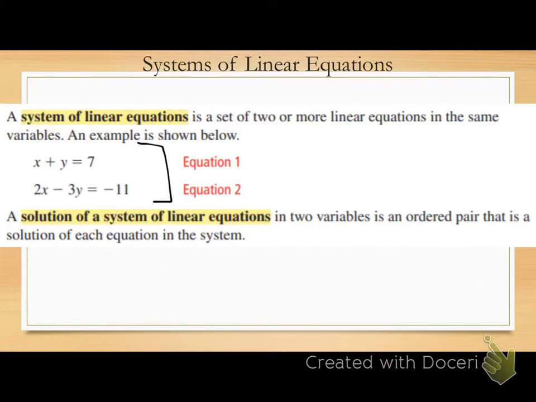A solution of a system of linear equations in two variables is what? It is an ordered pair that is a solution of each equation in the system. What kind of values make up an ordered pair? An x value and a y value. So for each of my system of equations, I need an x value and a y value. I've got to find both of them because it is an ordered pair.